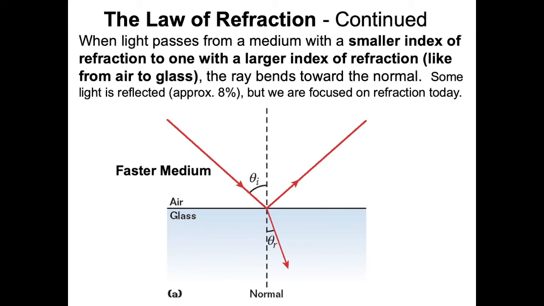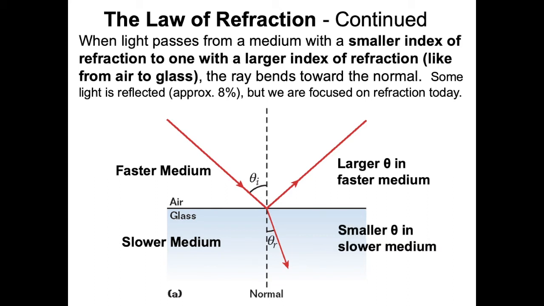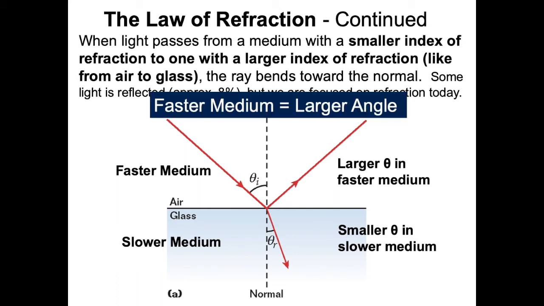So you can see in this image, the light is traveling faster in the air medium. It's traveling slower in the glass. You have a larger theta, a larger angle in the faster medium, and a smaller angle in the slower medium. This means that the faster the medium, the larger the angle it's going to be away from your normal line. Now, to give you a little reminder, your normal is always perpendicular to whatever is doing the refraction or reflection.